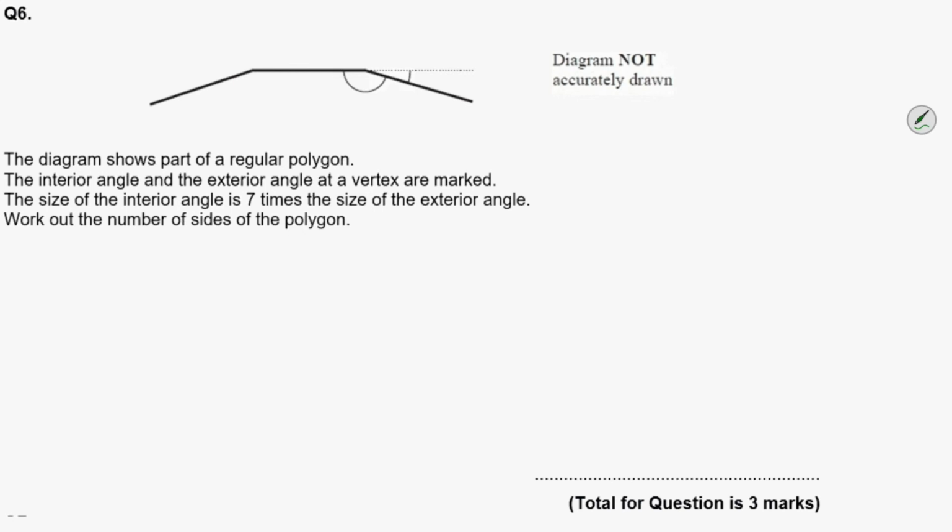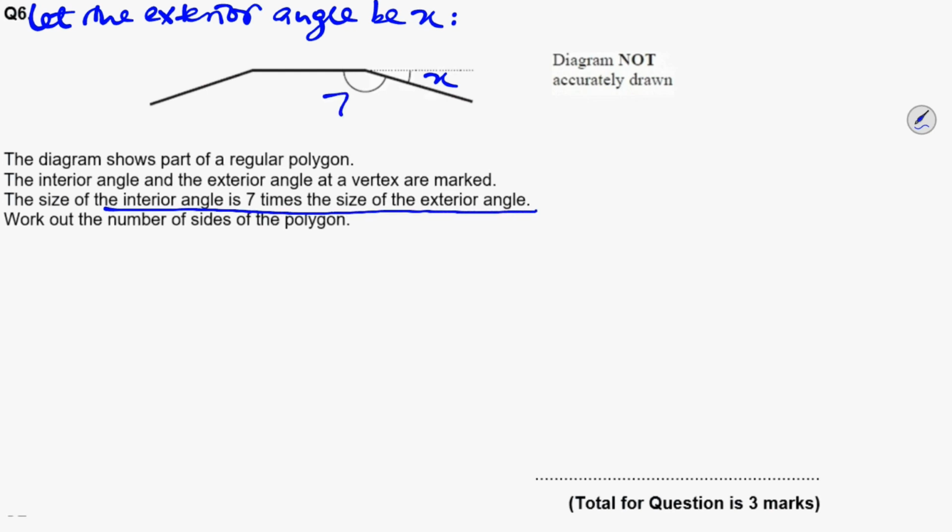Number 6, we are given part of a regular polygon, and they're saying that the interior angle and the exterior angle are marked, as you can see. The size of the interior angle is 7 times the size of the exterior angle. Work out the number of sides of the polygon. So you can say, well, let the exterior angle be x, so the interior angle is 7 times the size of the exterior angle, so that is 7x.